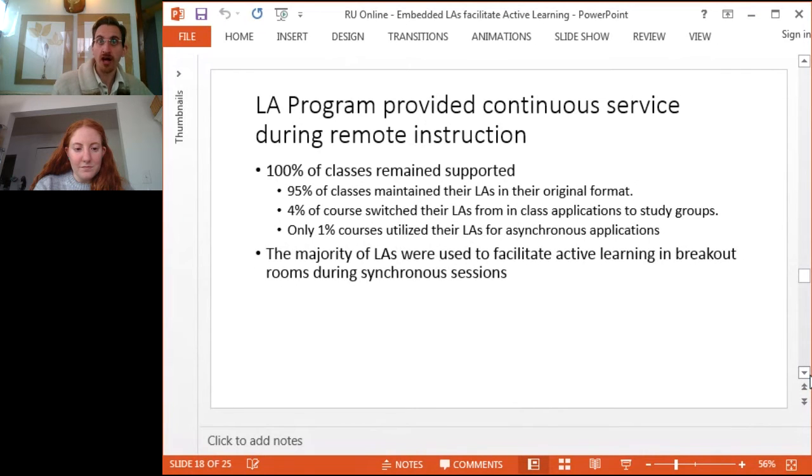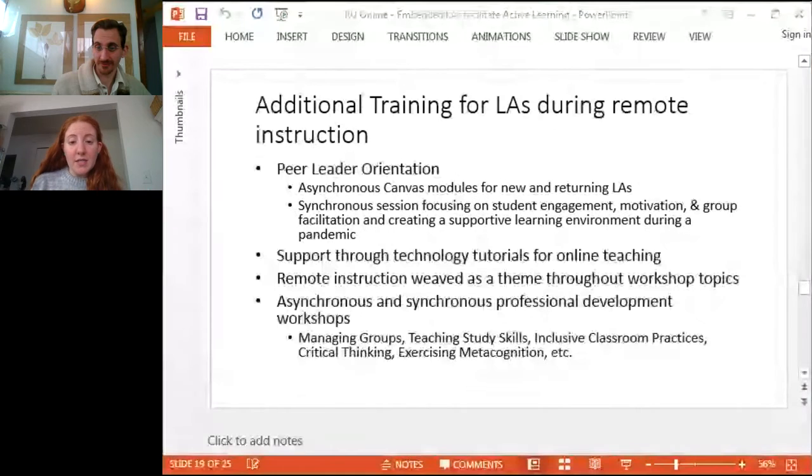We still have approximately 300 learning assistants employed with the Rutgers Learning Center this semester, and they're all still mostly working with synchronous sessions and doing breakout rooms. Along with the pedagogy training that the learning assistants receive their first semester as an LA, they also participate in continued training throughout their time working at the learning centers and in the LA program.